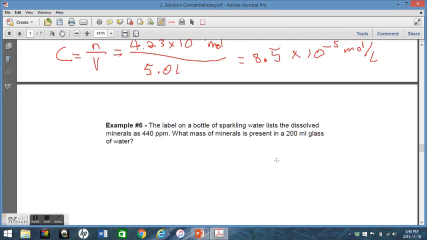Okay. All right, so another example here we could look at, a label on a bottle of sparkling water lists the dissolved minerals as 440 parts per million. What mass of minerals is present in a 200 milliliter glass of water? Again, I can use my concentration is equal to mass divided by volume that you used all the way back in grade 8, because I remember that my concentration here of 440 parts per million is the same as 440 milligrams per liter.